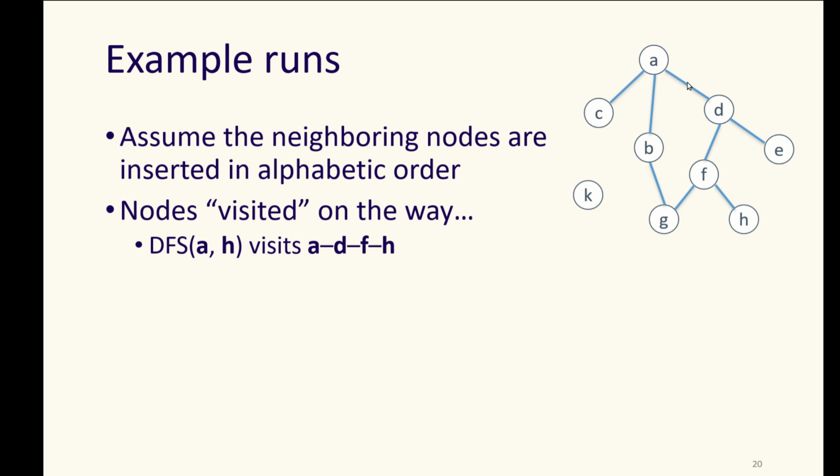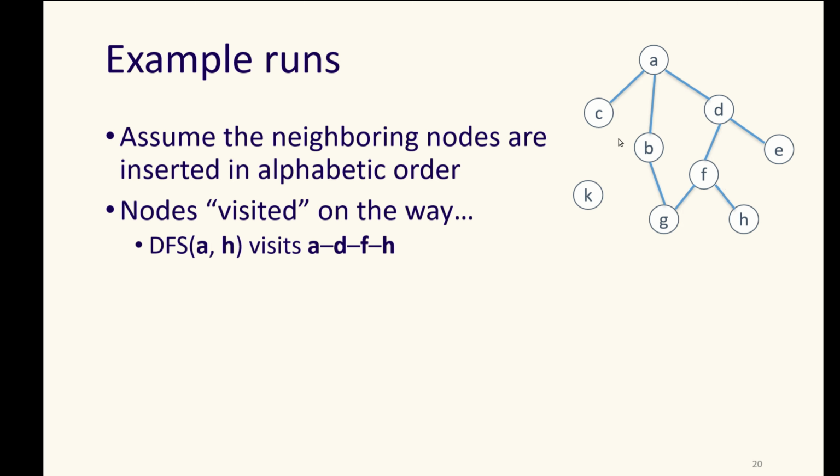So when we pop, D is what will come off. Then F will go on, E will go on, and then F will go on. So F will be on top, and F will be what we pop. G will go on, and H will go on. So H will be on top, and H will be what we pop, and we get a solution relatively quickly that way. Not always true.